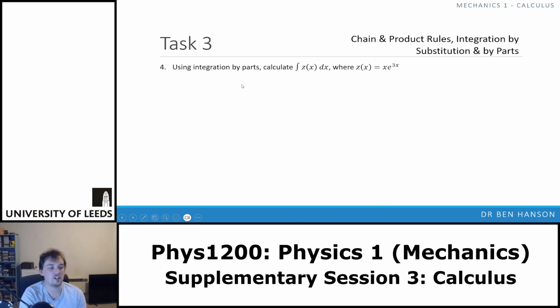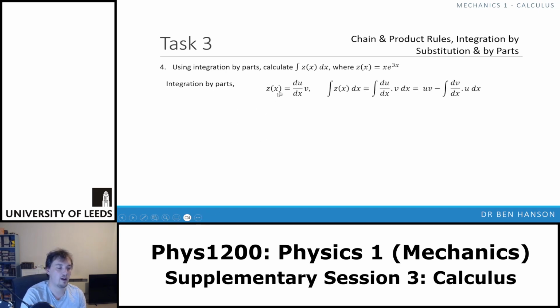And the final one, integration by parts, right? So integration by parts says if you've got a function z of x equals du by dx times v, then the integral of that function is uv minus dv by dx times u. So the integral of du by dx times v is uv minus the integral of dv by dx times u.